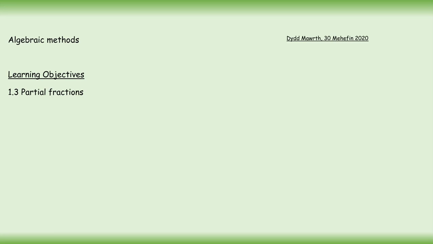Okay, so we're looking at partial fractions. As usual, make some notes on your learning objectives and the date. Hit pause when you're ready, hit play again.